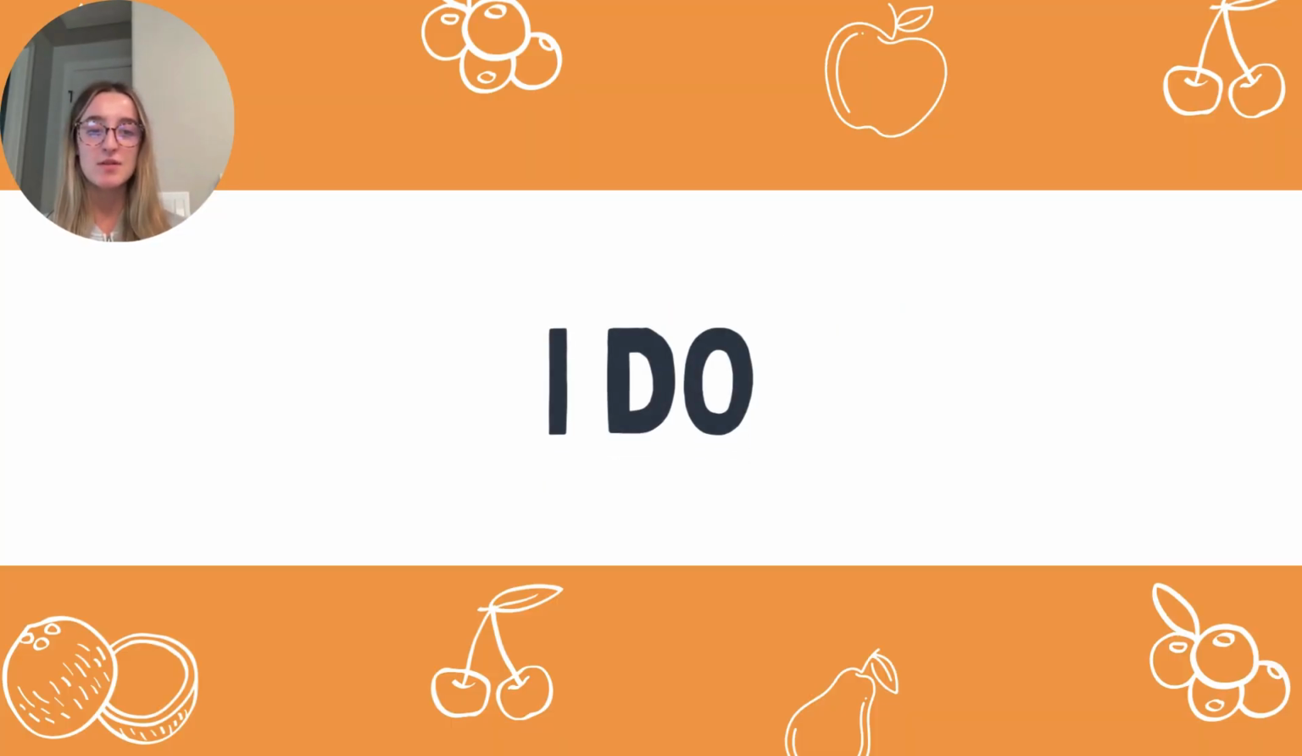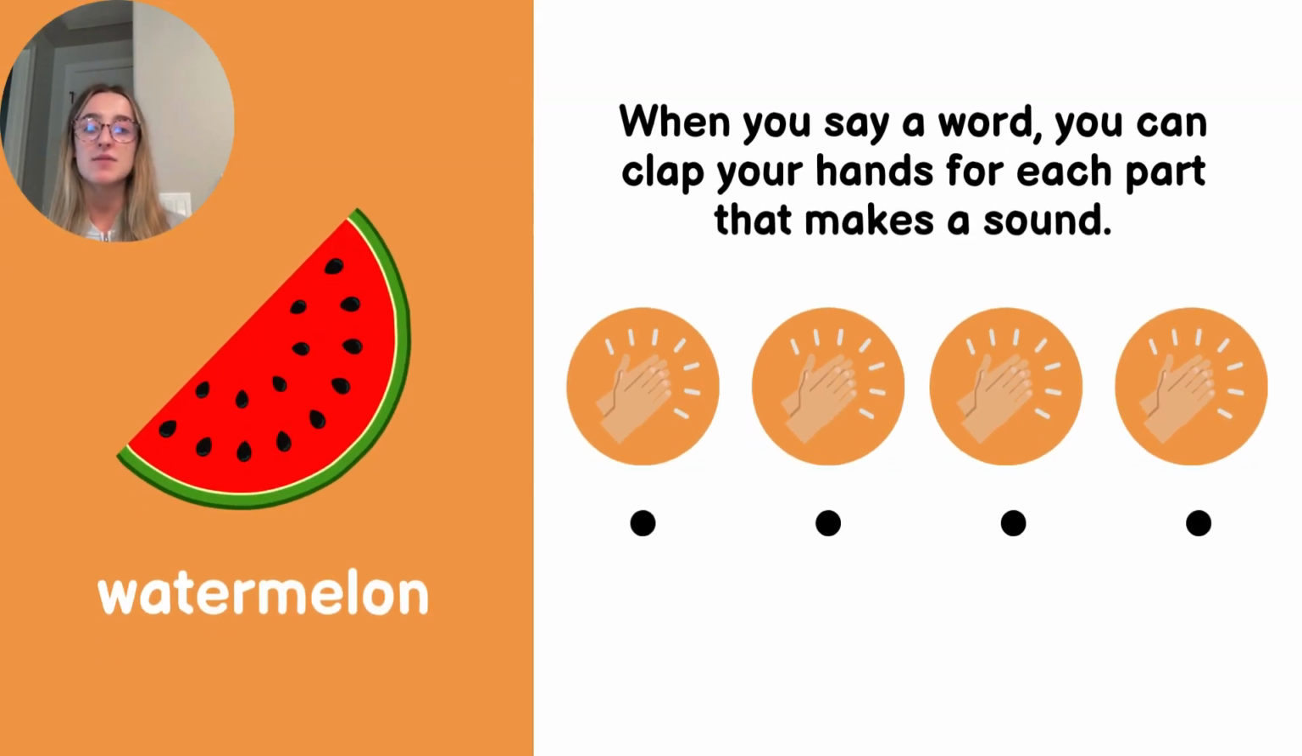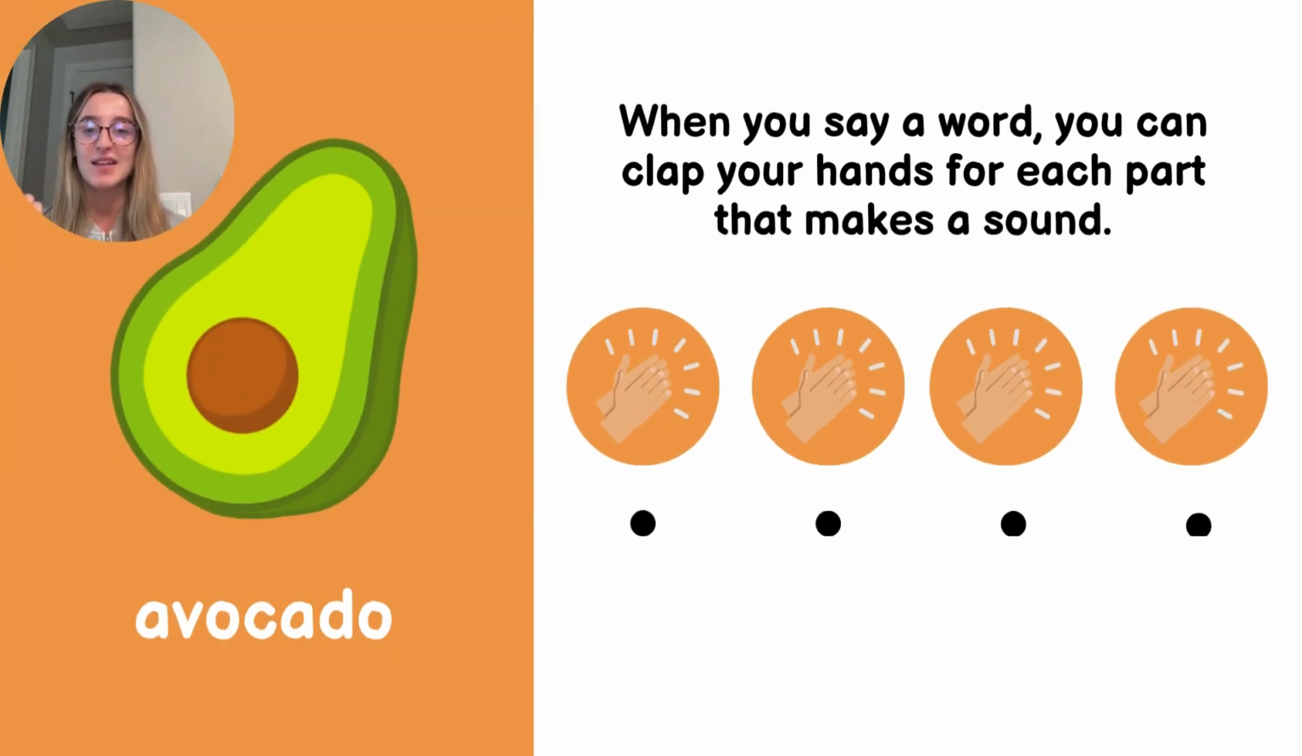Now let's move to some of the most difficult ones that I have on here for you. Let's look at this one. This is a watermelon. Now I'm going to count this one by myself, all right? Watermelon. Now how many claps was that? 4. Awesome.